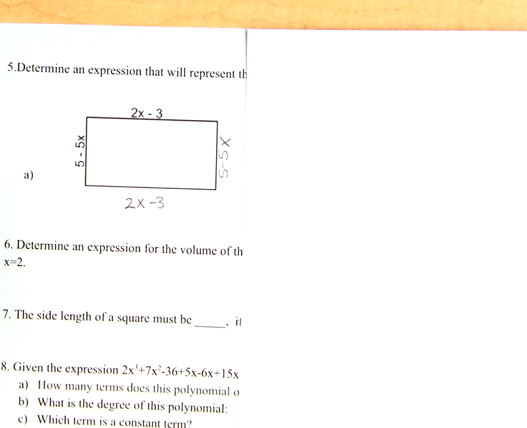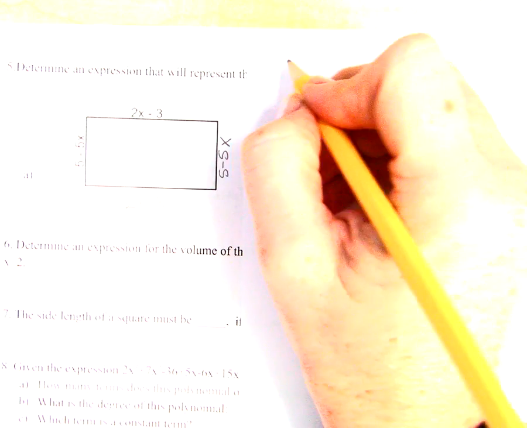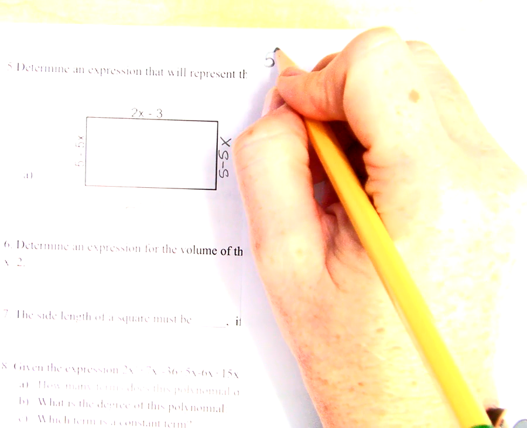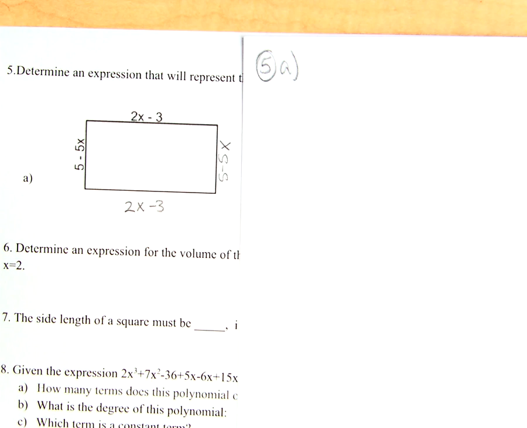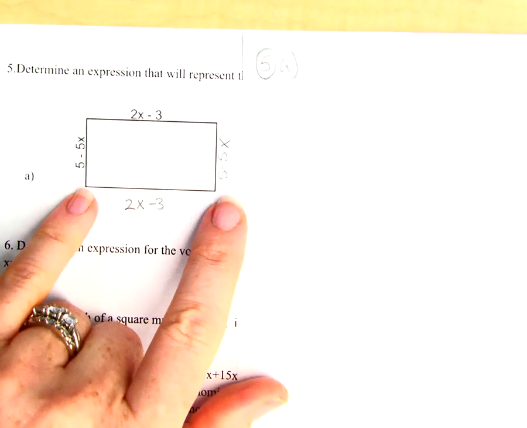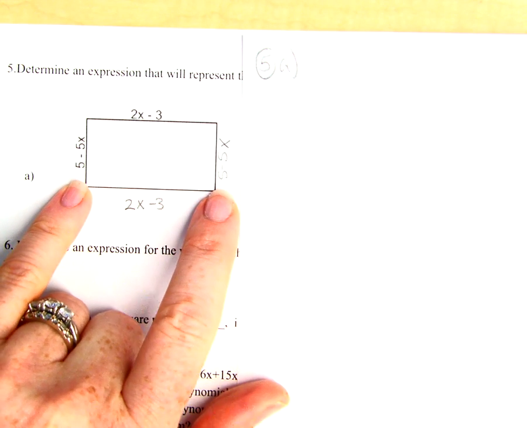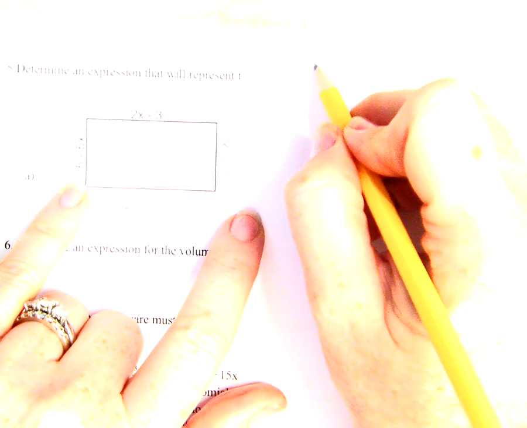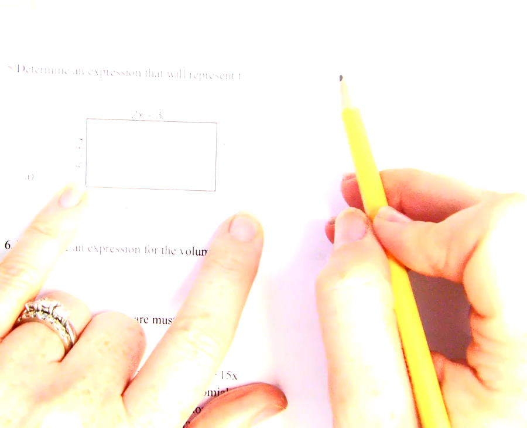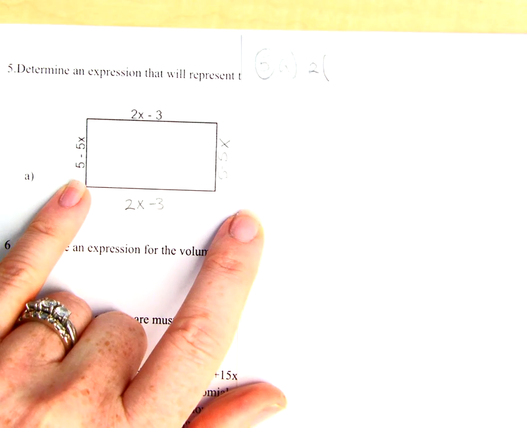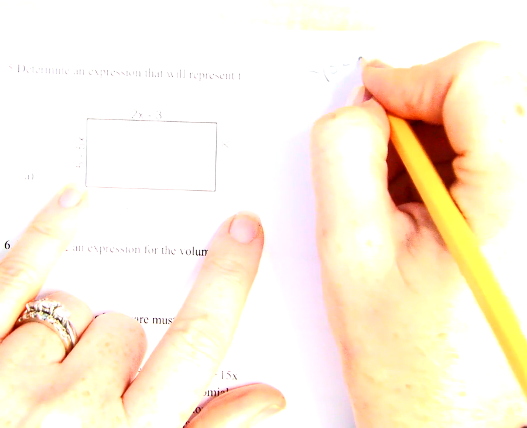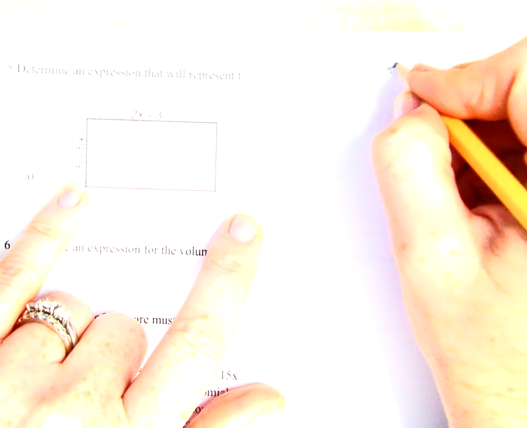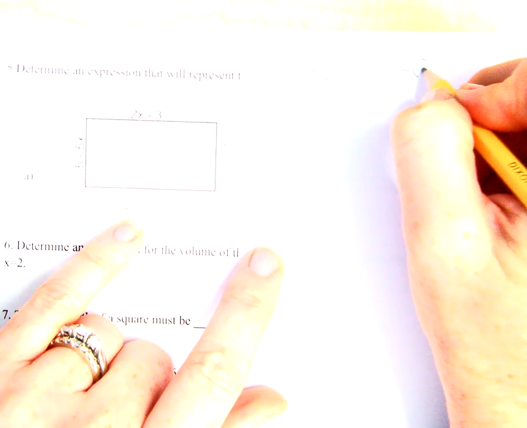So there's a couple of different ways we can do this. Let's see here, 5, letter A. We can literally just write the 4 sides and combine like terms. It might be just a little bit easier if we use distributive property. So we can say that's 2 sides that are 5 minus 5x, and 2 sides that are 2x minus 3.